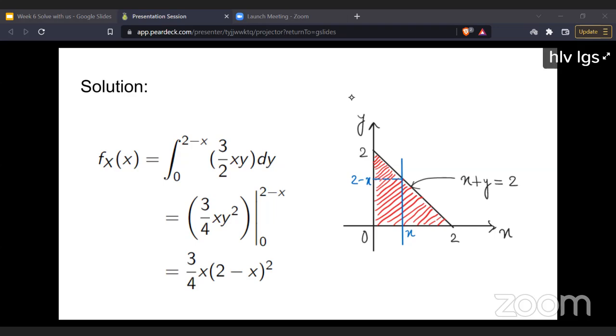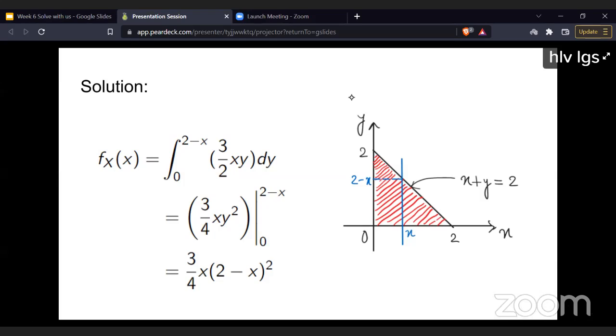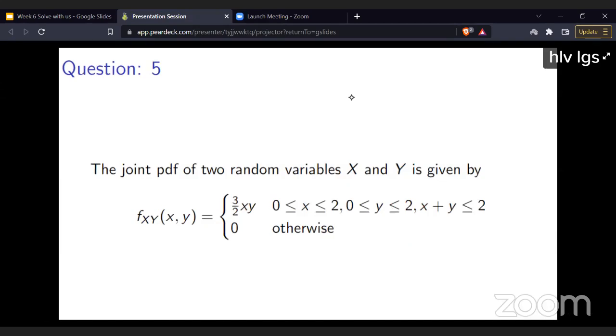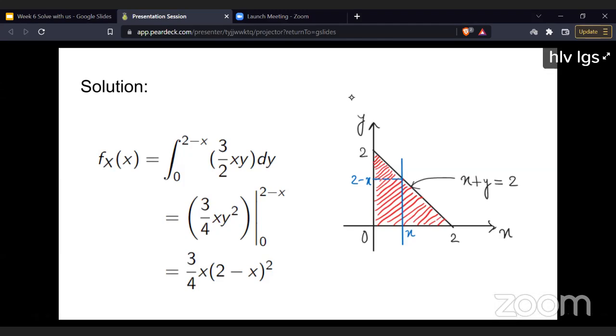The limit part is clear to everybody? No, ma'am. Okay, so for the previous question, we discussed the limit. If you look at this expression, your x is between 0 to 2, y is between 0 to 2, and x plus y is less than or equal to 2. So from there, we got this graph. That part is clear.